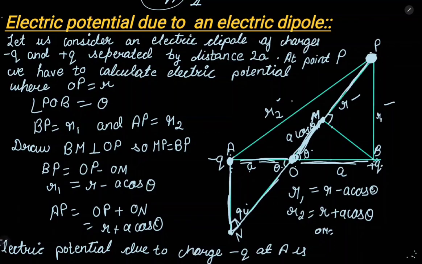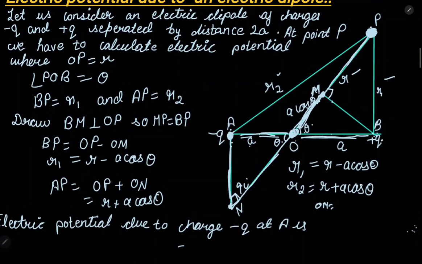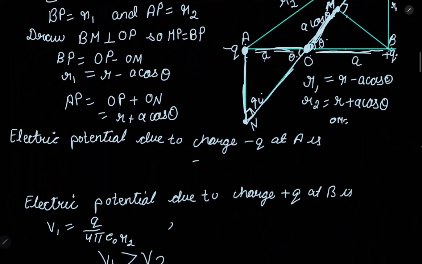Okay. Now we know that the electric potential due to the charge at B can be written as V1, and V1 is equal to q upon 4 pi epsilon naught r1.